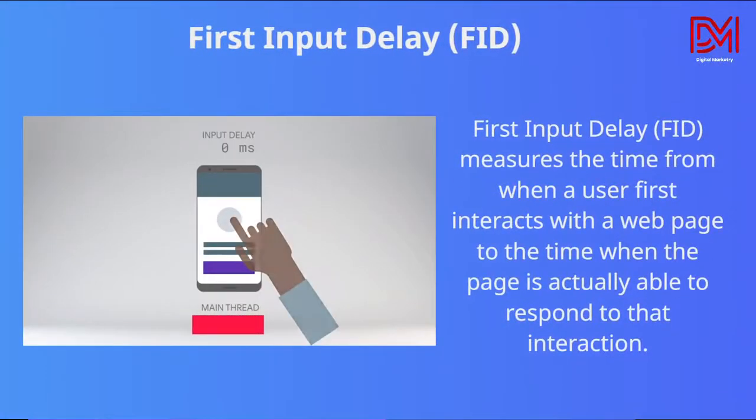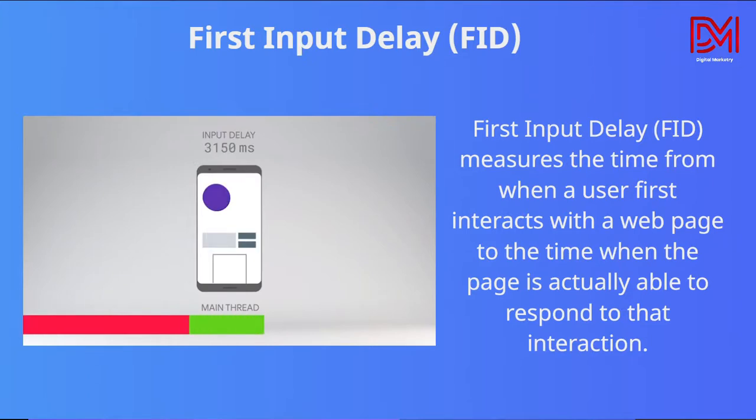First Input Delay measures the time from when a user first interacts with a web page to the time when the page is actually able to respond to that interaction.